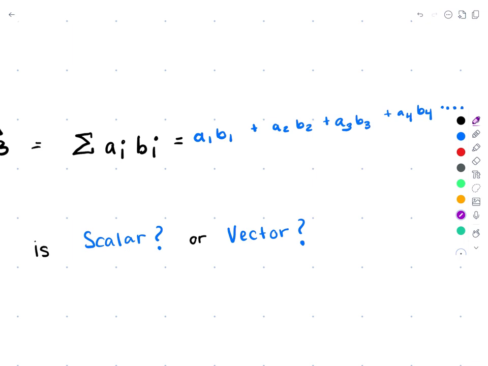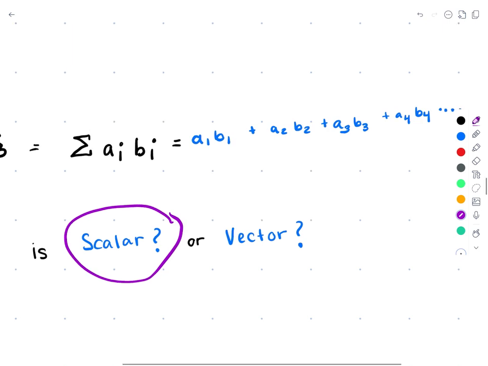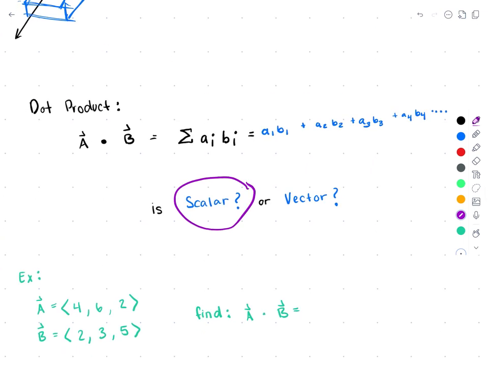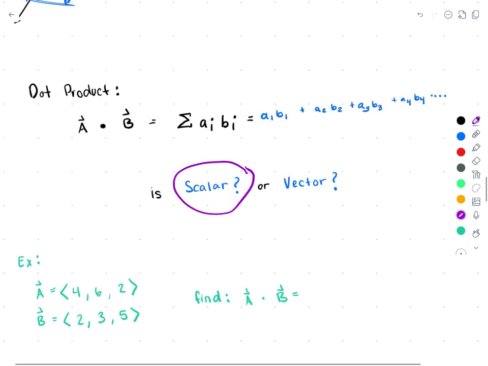Now, here's the main question that I have. Is this quantity scalar or is it a vector? The correct answer here is going to be scalar. And we'll later see an answer that results in a vector when we get to cross products. But for right now, when I'm given a dot product, I'm going to receive a scalar quantity as my answer.